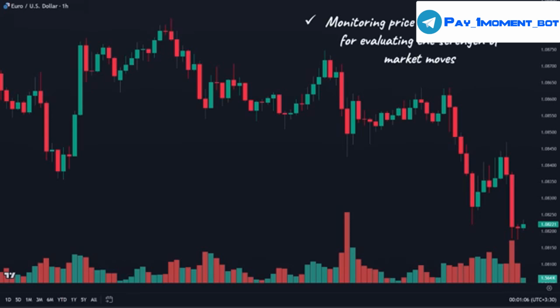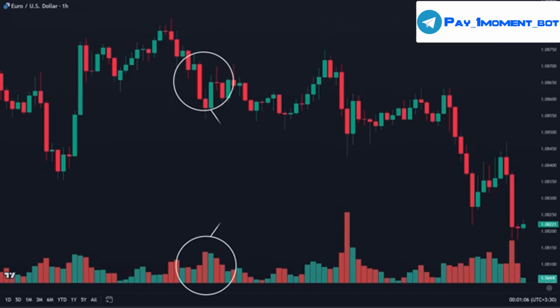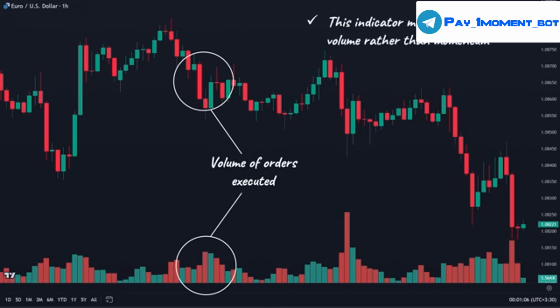Monitoring price volume is essential for evaluating the strength of market moves and gaining insights into predicting upcoming price behaviors, such as market structure shifts and divergences. This indicator is typically represented by vertical green and red bars on the x-axis, showing the volume of orders executed within specific periods. It's important to note that this indicator measures trade volume rather than momentum. Each bar represents the total volume of buy or sell orders filled within the corresponding candle period.